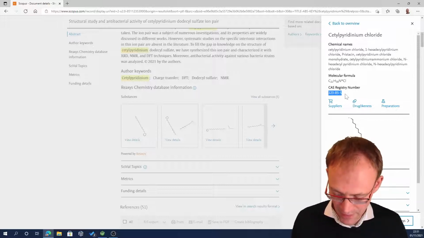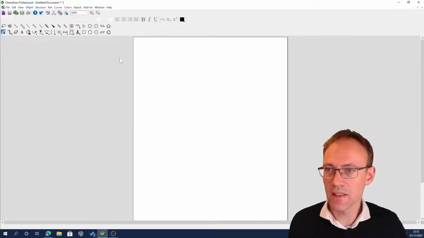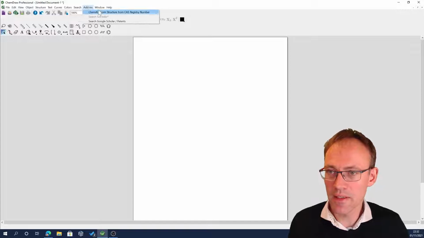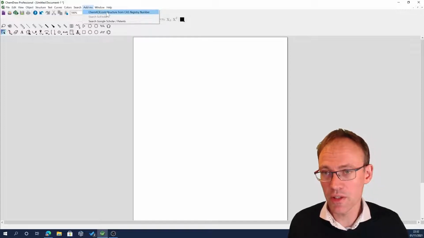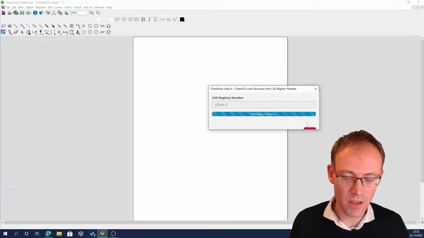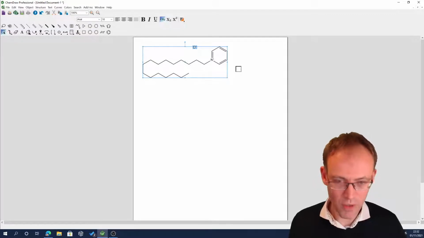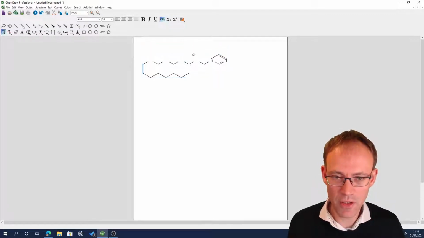So I'm going to take this particular CAS number and I'm now going to check in ChemDraw in an add-in. I happen to know that exists. I can enter a CAS number and I can see the compound that it corresponds to. Well, that's actually the compound that I want. Okay, so what is happening with that other compound?